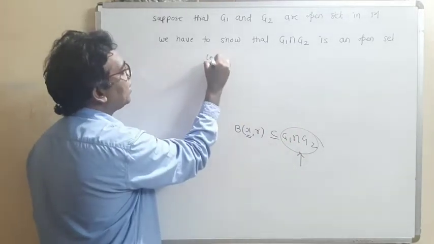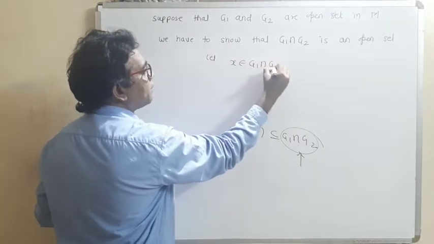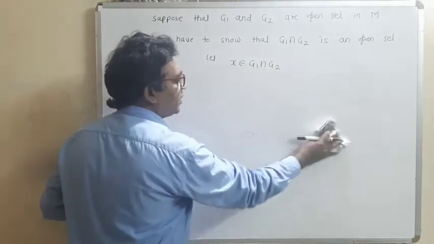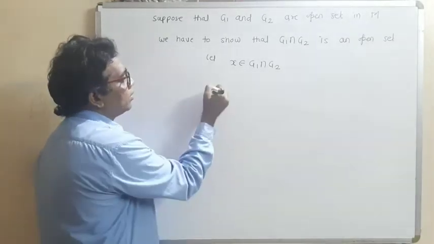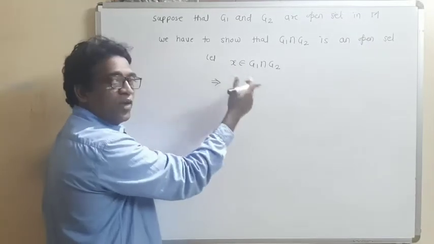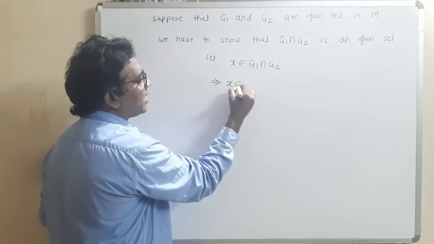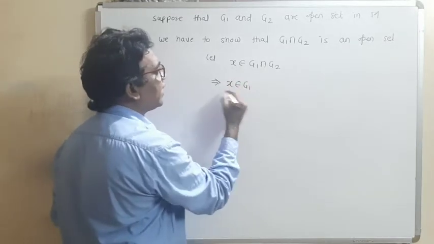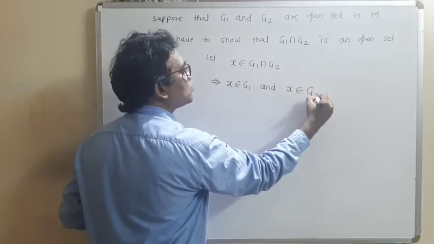So write down, let X belong to G1 intersection G2. So this implies, now X belongs to the intersection. X belongs to the intersection means X is in both sets: X belongs to G1 as well as X belongs to G2.